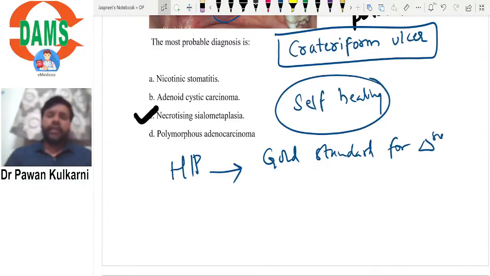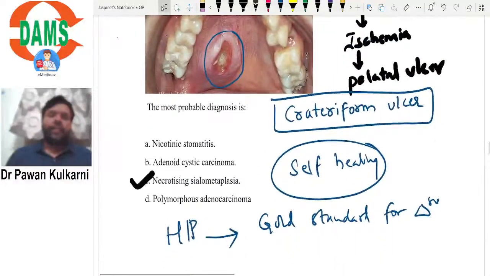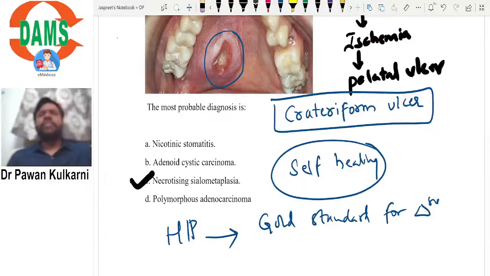Whereas here in necrotizing sialometaplasia, we are not going to see any kind of invasion. What is invasion? The epithelial cells break the basement membrane and enter into the connective tissue. That is called invasion, which is usually absent, or not seen, in case of necrotizing sialometaplasia.